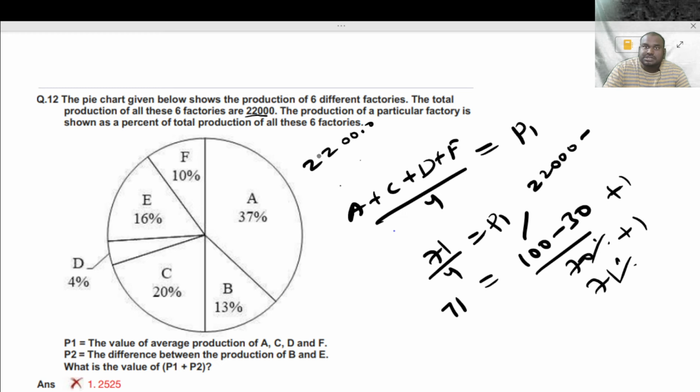10% is 2,200, and 3 times that is 6,600. So subtract. What will you get? You remove 6,000 from 22,000, it is 16,000, then remove again 600, so 15,400.